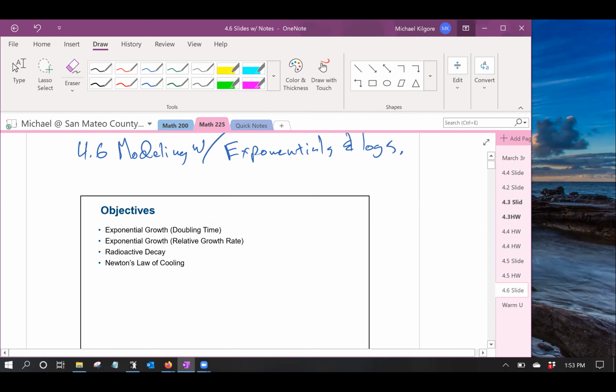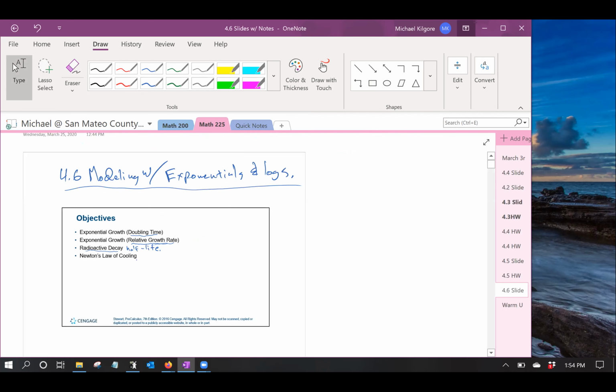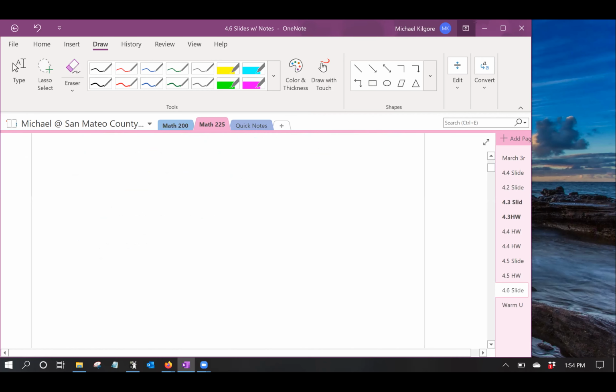Okay, so these are the objectives of section 4.6: to talk about exponential growth and doubling time, to talk about exponential growth in terms of relative growth rate, which is usually like percentage rate of change, and to talk about radioactive decay and half-life. And we'll even introduce something kind of cool called Newton's law of cooling. I can't remember if it's in any of the homework. But this is really the conclusion of chapter 4, where we actually use the exponentials and logs for some real-ish stuff.